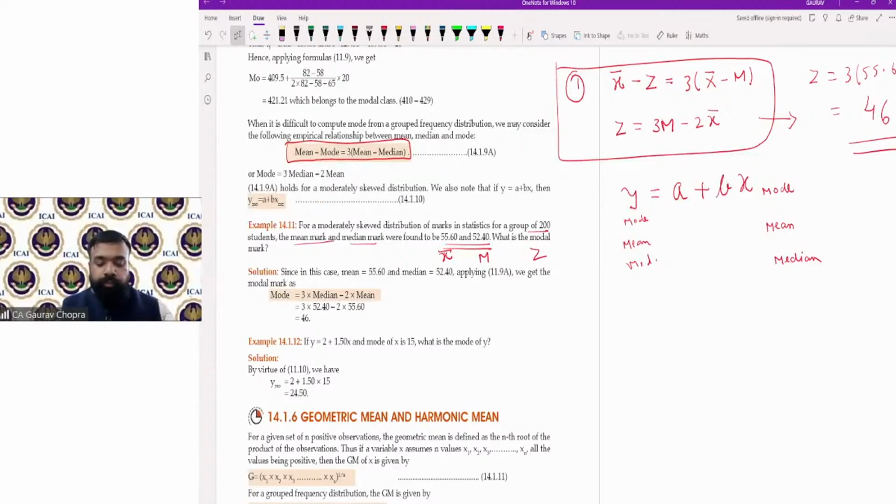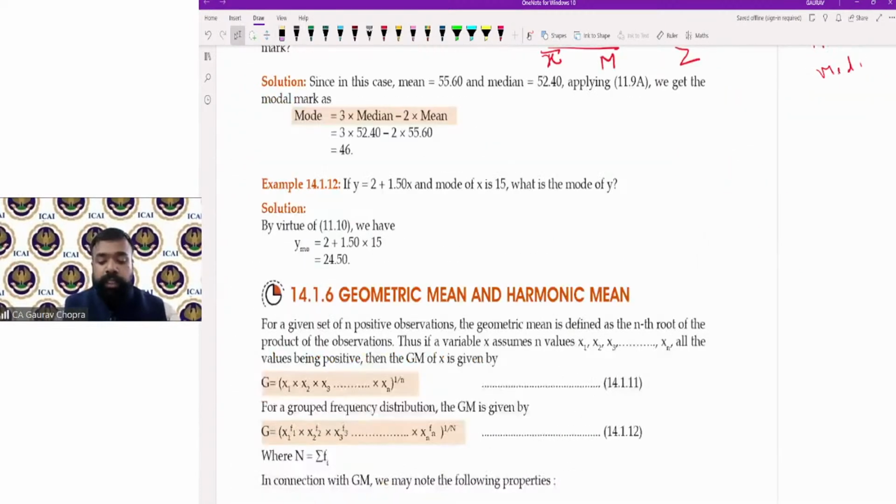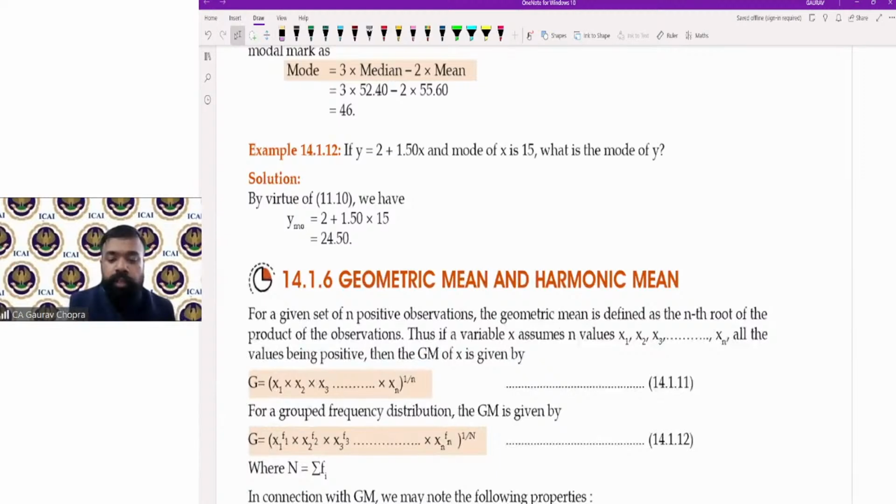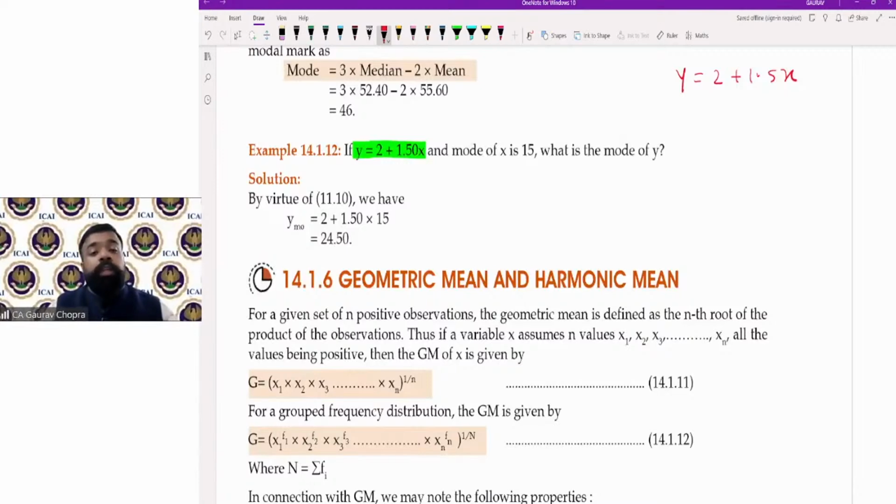Now the 12th one says there is an equation y is equal to 2 plus 1.5x, and mode of x is 15. What will be the mode of y? Since the value of x is given, you can substitute the value and get the result. So your result will be 24.5. This will be the mode of y. So in this way, we can easily calculate the result.